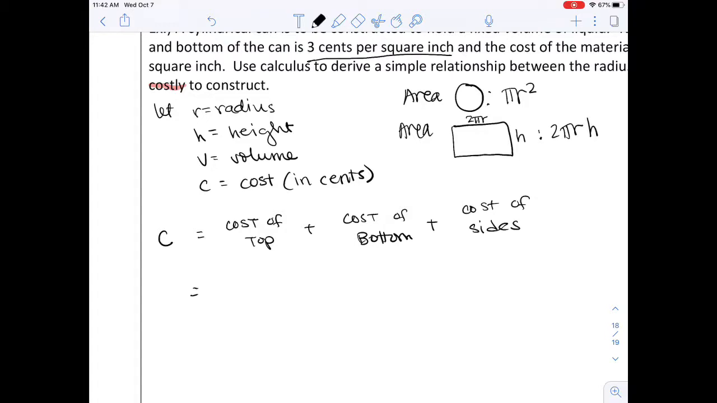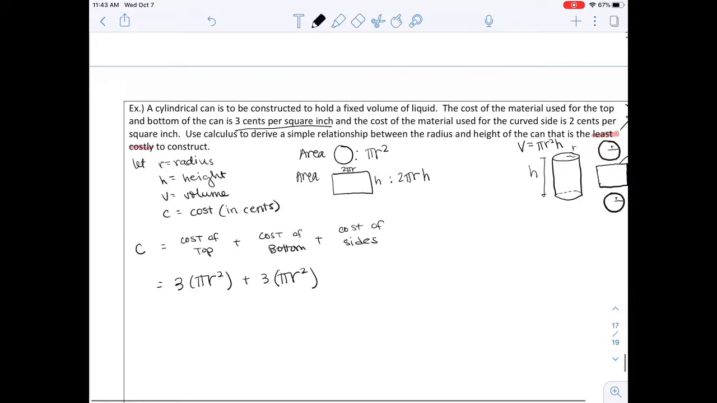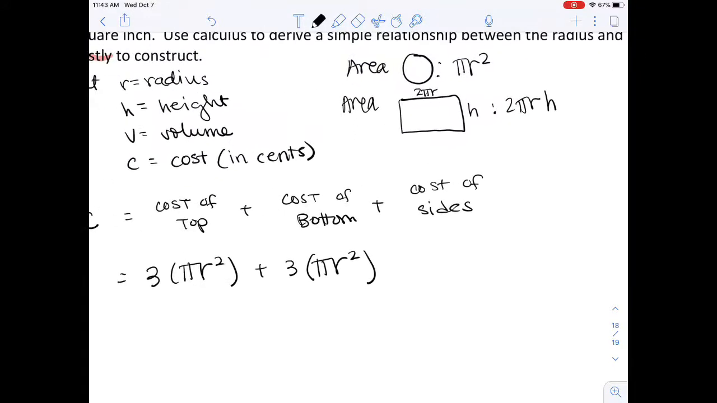So the cost of the top is going to be the area times the cents per square inch. And so we're going to have 3 times pi r squared, plus the cost of the bottom is also 3 cents. And again, pi r squared. And remember, I did put down that cost is written in cents, so I don't need to change that to a decimal. And then if you look at the cost of the sides, it does say that that is going to be 2 cents per square inch. And so zooming in again, we have plus 2 times the cost of the sides, which is going to be 2 pi r h, which is our area.